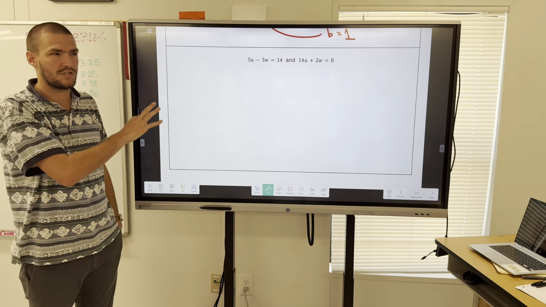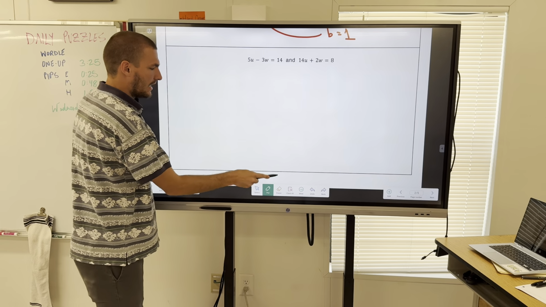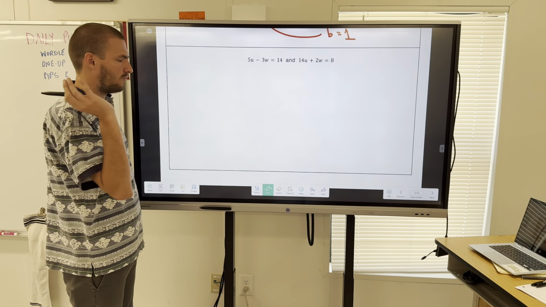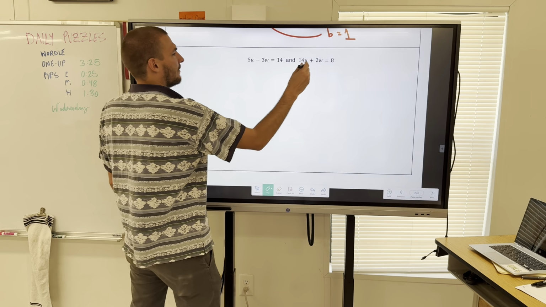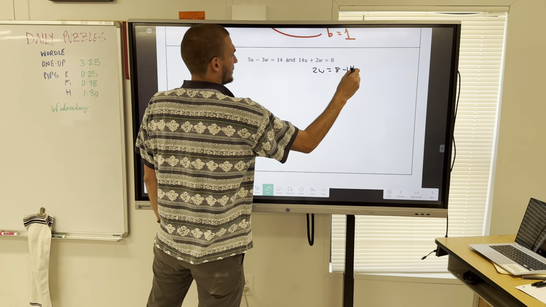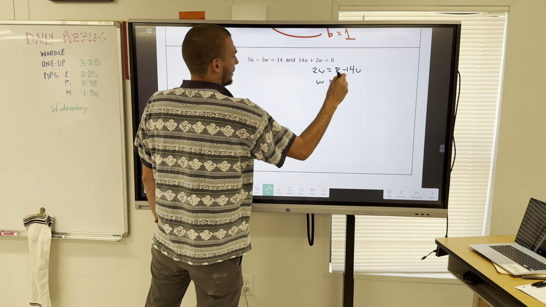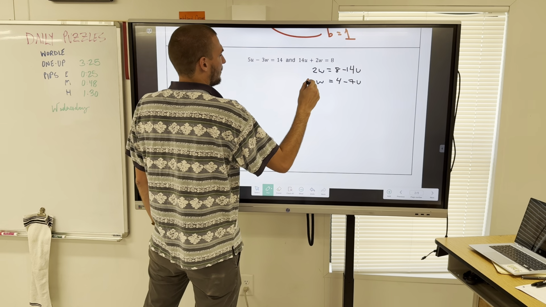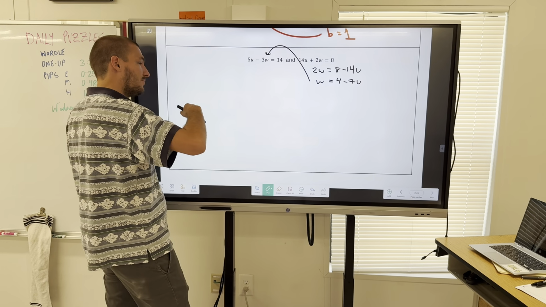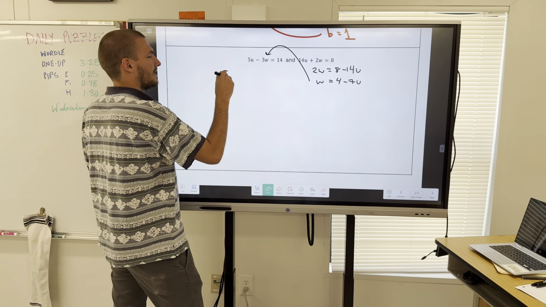Okay, now I'm gonna do this question really fast because we're running out of time. You can do it on your own or try to keep up however you want, but we got no time, so we're gonna go fast. I'm gonna isolate this. 2W equals 8 minus 14u. Gonna divide by 2, 4 minus 7u. Now I'm gonna substitute. Make sure that the W goes into the W, not into the U. That would be a silly mistake.